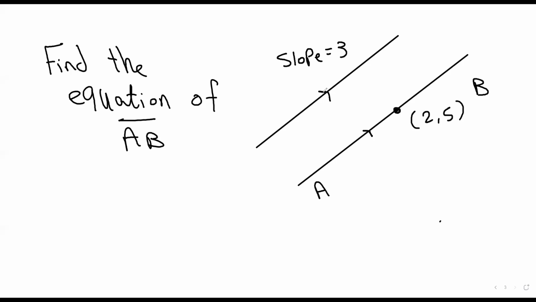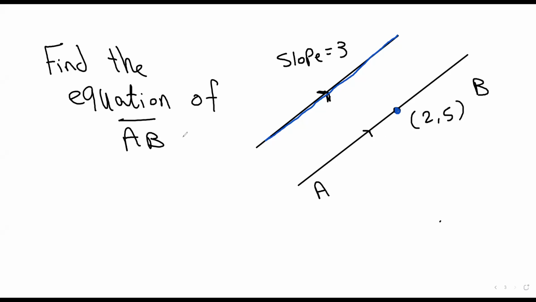Here we have a line, and this line has a slope of 3. This line here, which is colored in blue, has a slope of 3. And the line is parallel to this line, so they are parallel lines. And this line here passes through the point 2 and 5. I want to get the equation of the line AB.